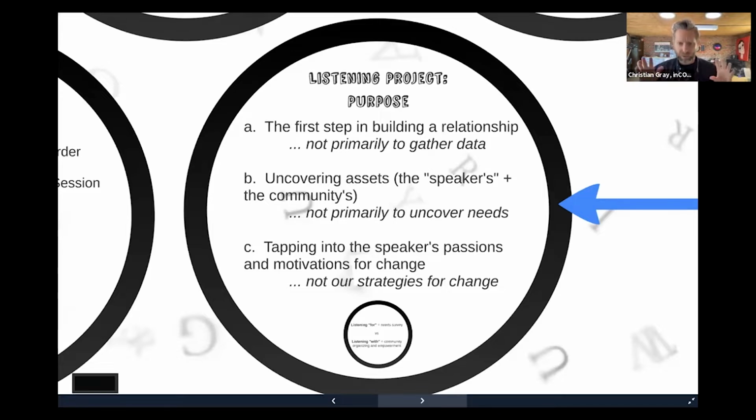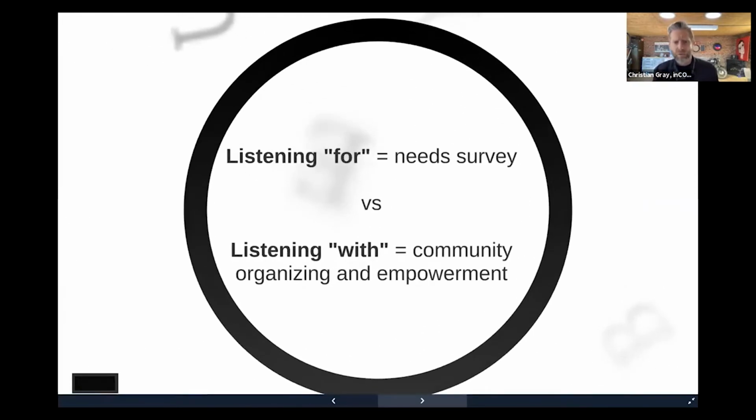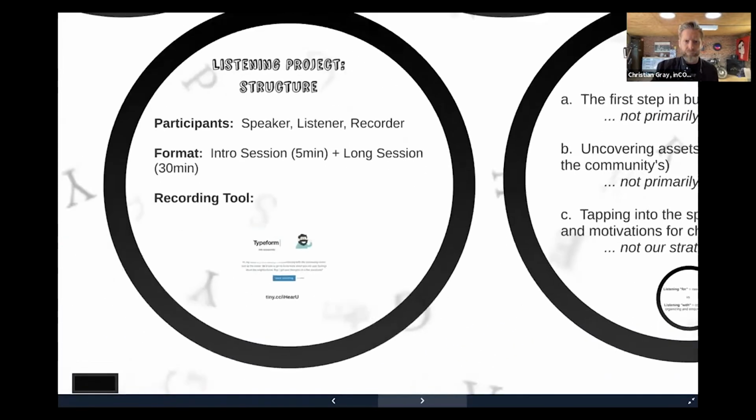Community Organizing 101 is to identify their self-interest, their motivations and passions, and you want to make sure that the listening project accomplishes that. I don't know if this is helpful for you to be able to see it from a different perspective, but listening for is really what I see as a needs survey. So you're listening for people so that you can use that information to make change on behalf of people. The listening project is more a listening with. It's shoulder to shoulder, really being a part of the community, so that you can develop relationships and move people in a direction of empowerment.